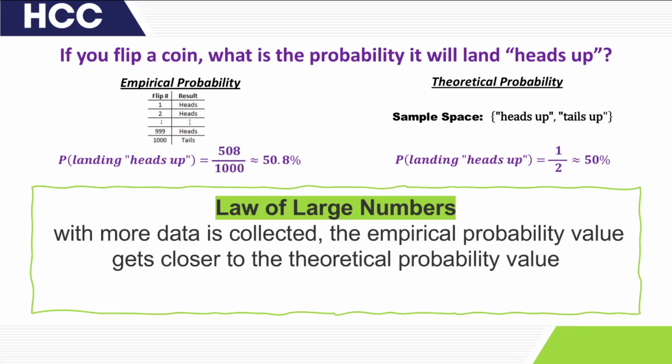So what if I had flipped the coin 1,000 times and I got that it landed heads up 508 of those times? Well, now my empirical probability is 508 out of 1,000, which is about 50.8%. So you can see now that the law of large numbers is really saying that if the empirical person just collects more data, they should match up with the theoretical person.